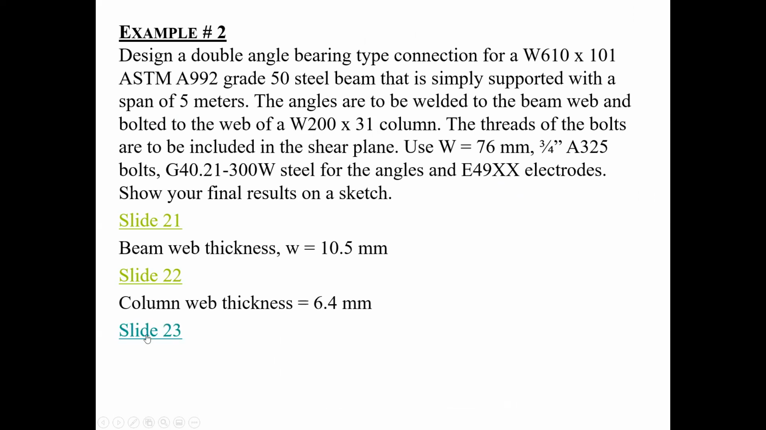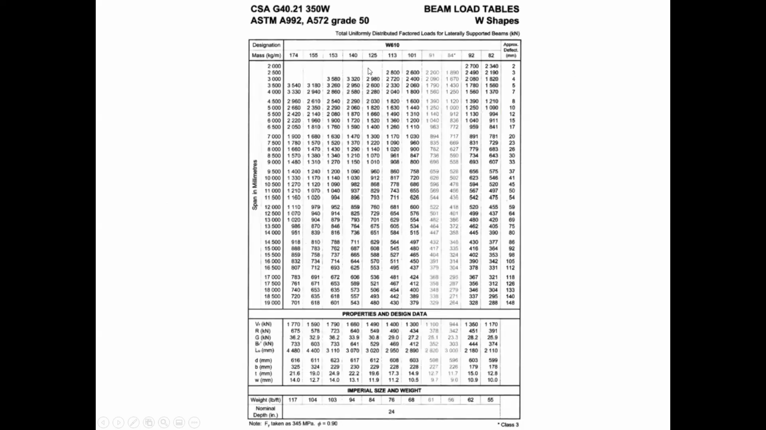Now, here I go, it's a W610 by, we said 101 with a 5-meter span. Is that what it is? Yeah, so 610, 101. So here we are, we're at the 610, we're at the 101. So all I have to worry about now is my span of 5 meters. There is a maximum load that that beam should carry, and therefore that's what I will be designing the connection for.